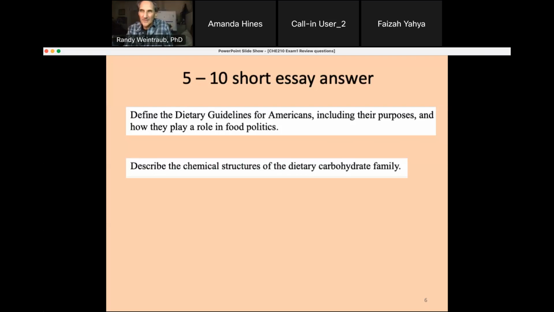Describe the chemical structures of the dietary carbohydrate family. So in the first couple of chapters, you get a survey, kind of an overview of the macronutrients, in which the next few chapters to come look at each of them in more depth: the carbohydrates, the proteins, and lipids, fats, and then we move on to vitamins and minerals.